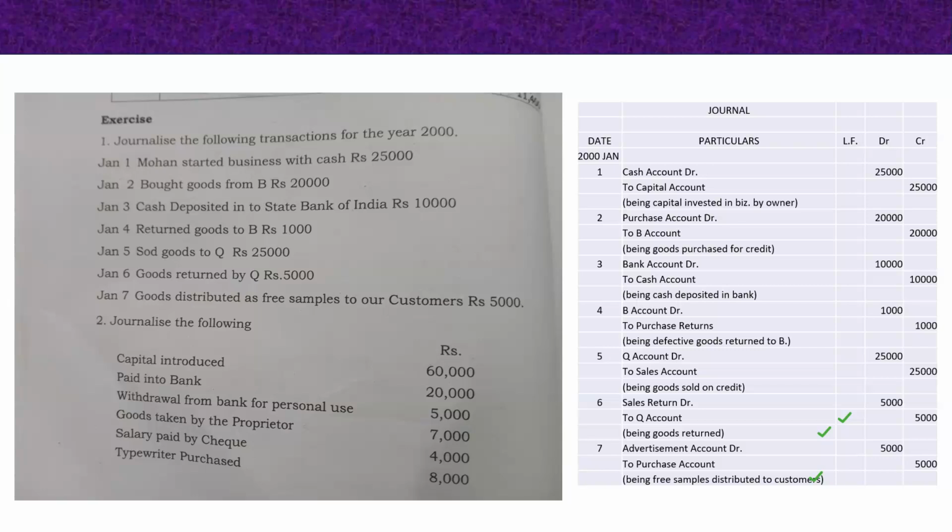Good. Excellent. So it's so simple, right? All you have to understand is the nature of the transaction. Know the nature of this transaction and see everything from the business point of view. So quickly you can work it out. Is it clear? Yes, ma'am. Okay, fine.